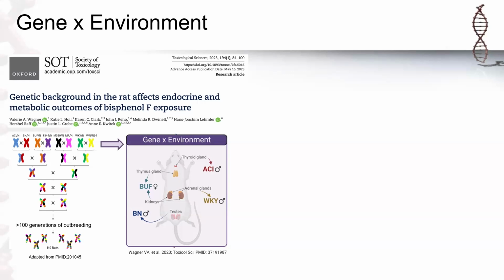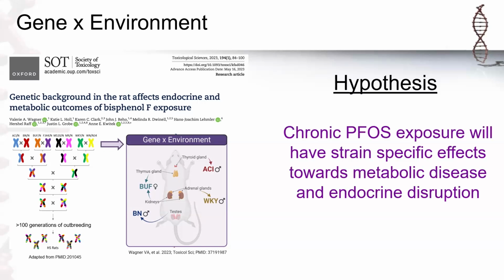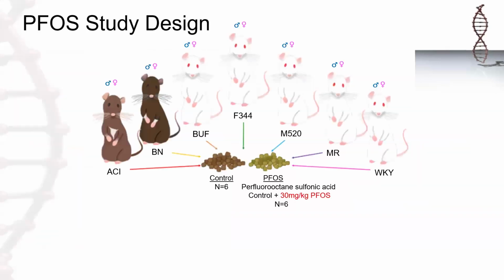Based on those findings, we designed a dietary PFAS exposure study using the HS founders. And we hypothesize that chronic PFAS exposure will have strain-specific effects towards metabolic disease and endocrine disruption. To test this hypothesis, we used 7 of the 8 HS founders. One of the founders, the WN, is extinct and is no longer available. We placed 6 of each sex per strain on either a control diet of regular chow or a PFAS diet comprised of regular chow plus 30 mg per kilogram PFAS.